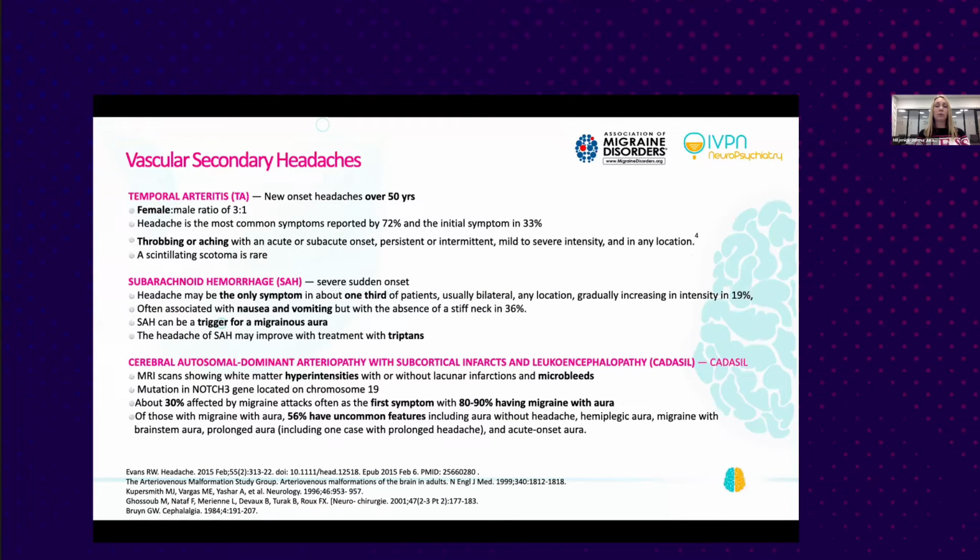What about temporal arteritis? Maybe that's a little bit easier because we're expecting it to happen over 50 years of age. It's more often happening in women. It's again very migraine-like.